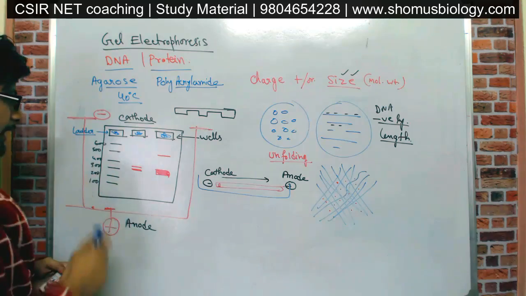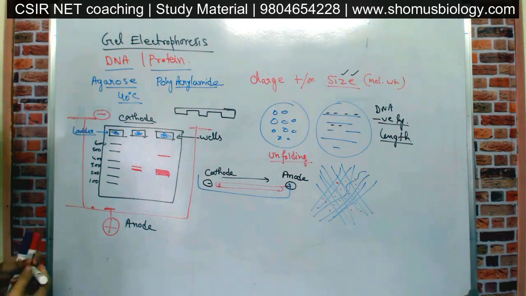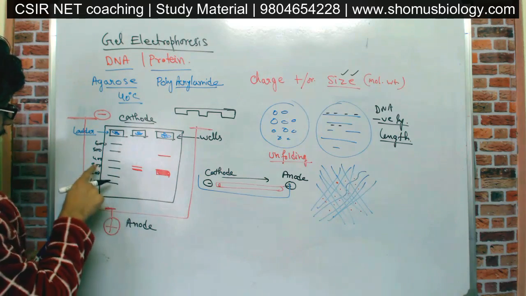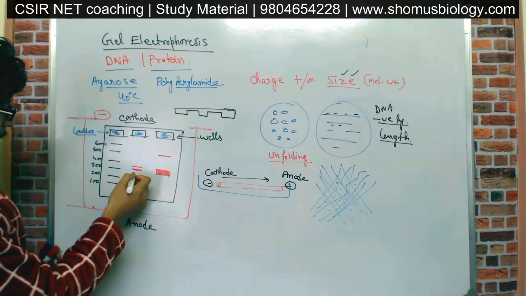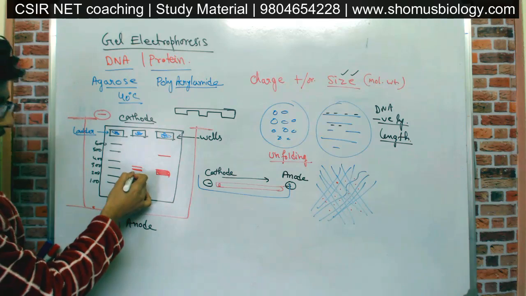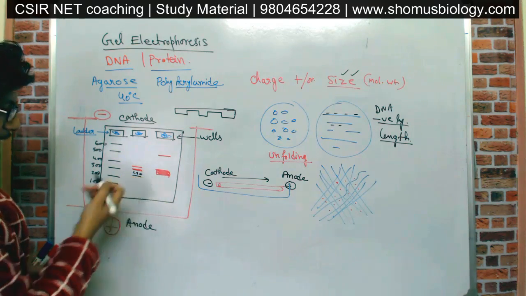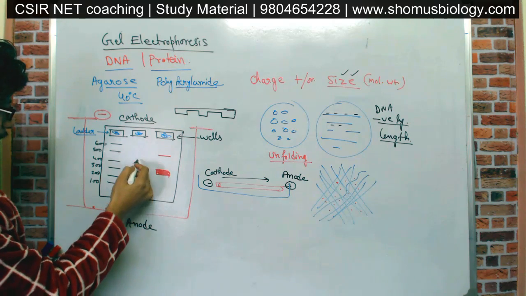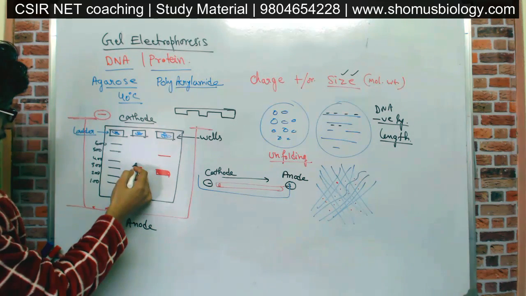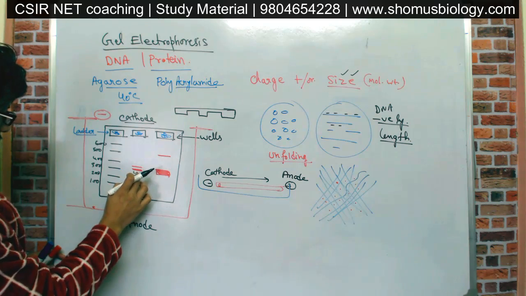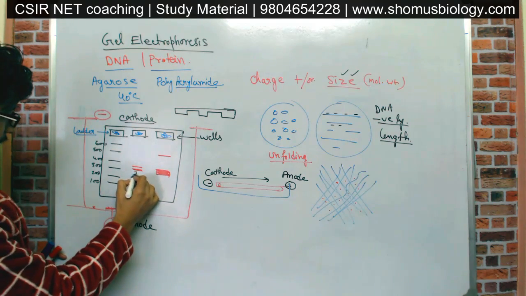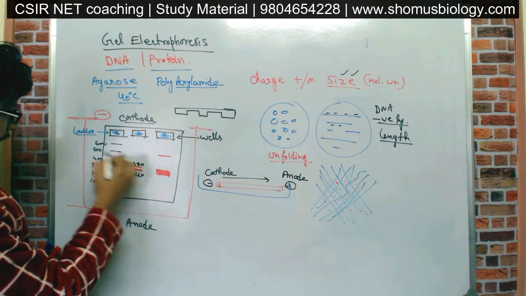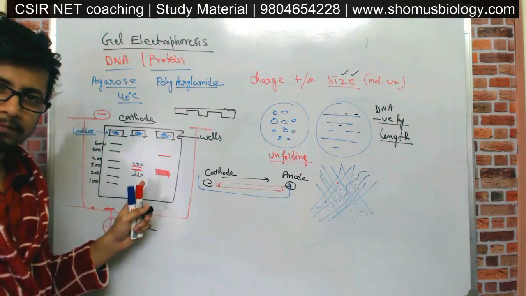Now once you see this data, you can get to know approximately what will be the length of this band. You see, this band is very close to 300 base pairs, so near about 280 to 290, something like that. And this one is, you can see, near about 400. So you can think about it, this is not 290, this can be 310, 320, something like that. And this is again 380 or something like that. So these are the types of band.